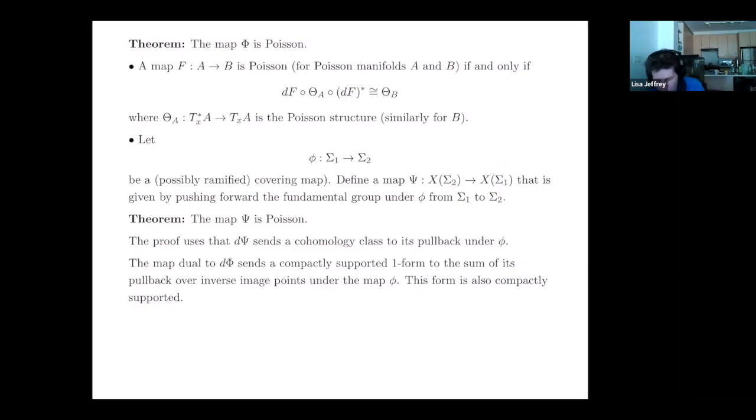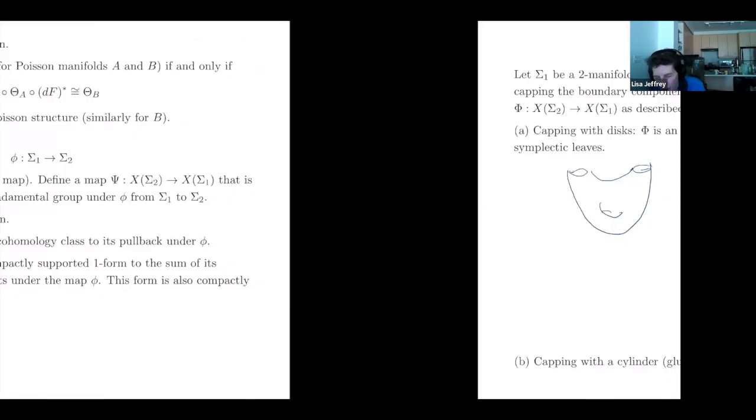This uses the fact that d psi sends a cohomology class to its pullback under phi. And the map dual to d phi sends a compactly supported one-form to the sum of its pullbacks over the inverse image points under the map phi. This form is also compactly supported. Then we have to use this criterion.